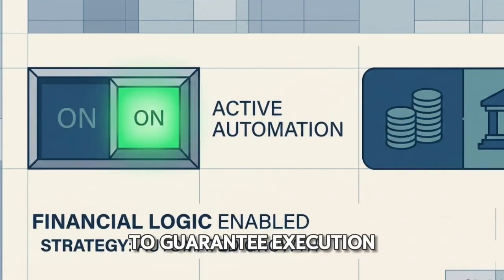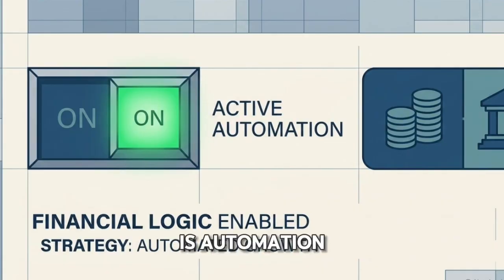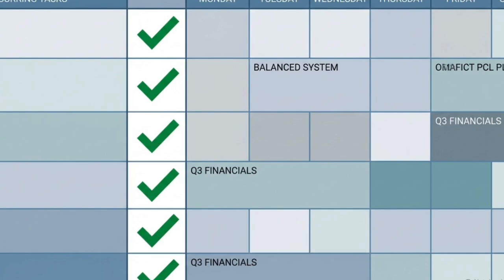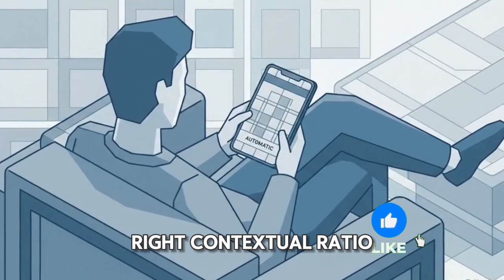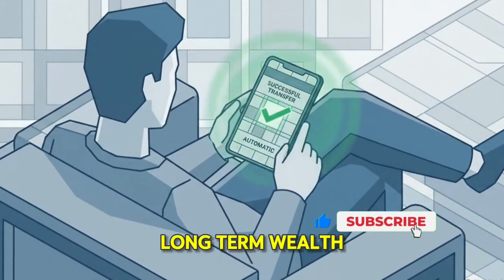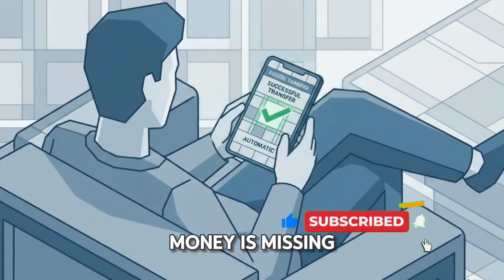The final step to guarantee execution is automation. Setting up automatic bank transfers based on your chosen ratio removes human error entirely. By combining the right contextual ratio with an automated routing system, you build massive long-term wealth without feeling like money is missing from your paycheck.